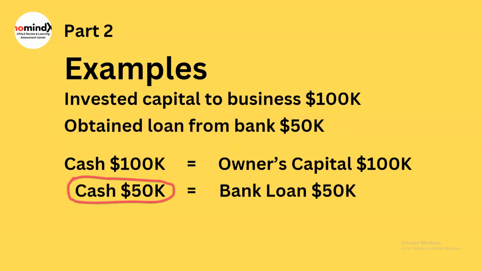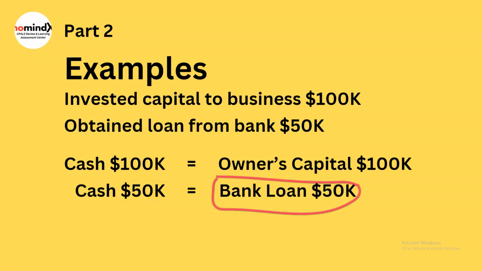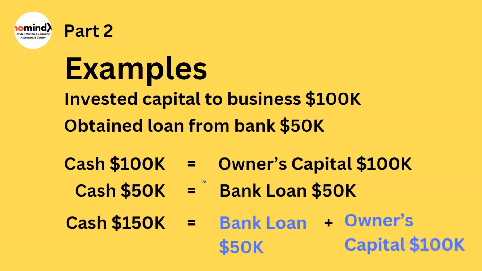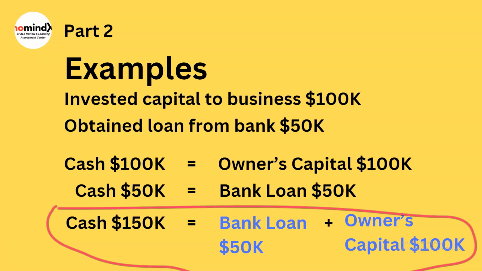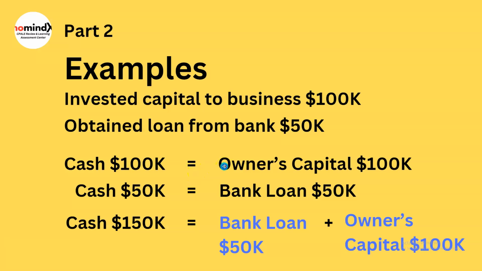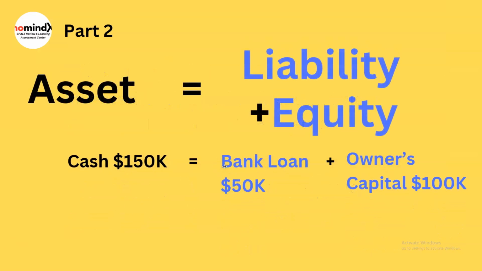The next transaction is we obtain a loan. So the cash now is 50, and we obtain that bank loan, which is put on the right side as bank loan 50 grand. So in total, the cash is 150K, which is coming from both the bank loan of 50 grand and the owner's capital of 100 grand. So if we plot that under asset equals liability plus equity, we have the asset at a total of 150 grand, our bank loan at 50 grand, and our equity at 100 grand.